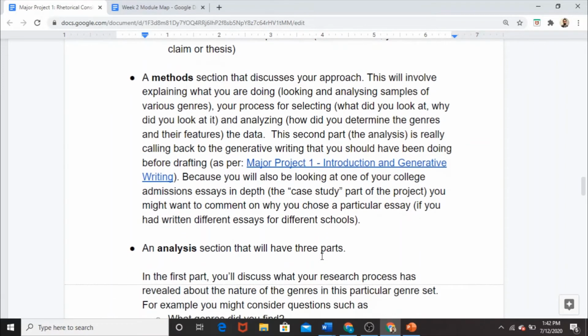Additionally, because we're also going to be looking at one of your college admissions essays in depth, you're going to talk about your process of writing one of them in greater depth. If you happened to write multiple essays for different colleges, you may want to, in this section, explain a little bit about why you're choosing this particular sample. There's no better or worse reasons for why you're choosing it, but you may want to offer some insight into why you've picked the one that you picked. And that will help flesh out the methods as well.